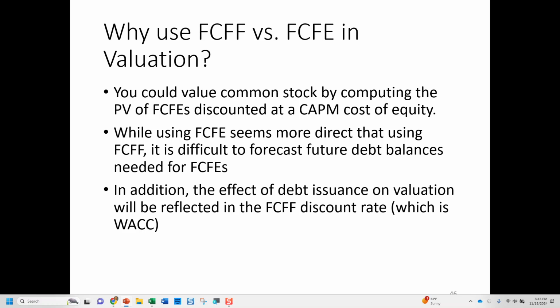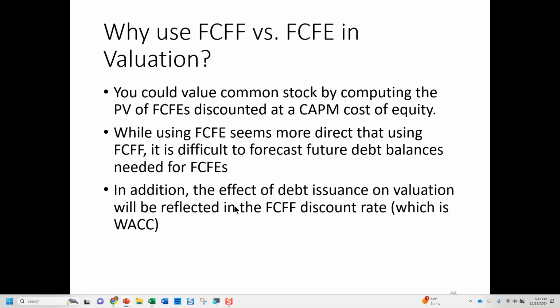So while this seems to be more direct than what we're doing, actually it's much more difficult to estimate FCFEs over time. FCFEs require you to calculate net income, which is pretty straightforward, at least the current value. Add depreciation, subtract CapEx, and subtract changes in net working capital. However, for FCFEs, you have to estimate debt issuance or repayment. And then that's going to have feedback on the interest and net income line.